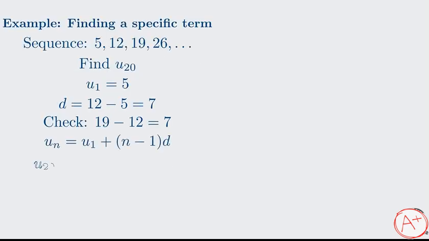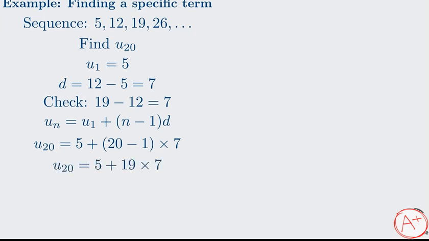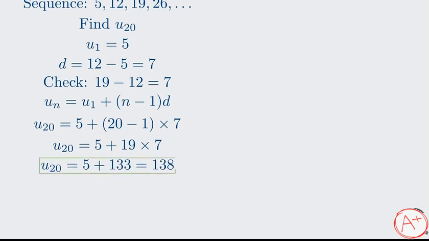Now, we apply our general formula for the 20th term, meaning n equals 20. We have 5 plus 20 minus 1 times 7. This simplifies to 5 plus 19 times 7. 19 times 7 is 133, and adding 5 gives us a final result of 138. So, the 20th term of this sequence is 138.